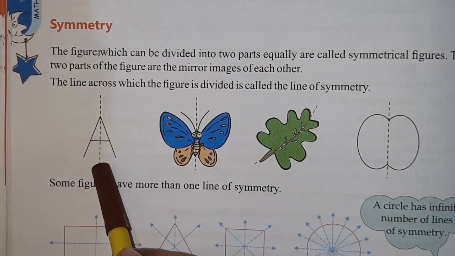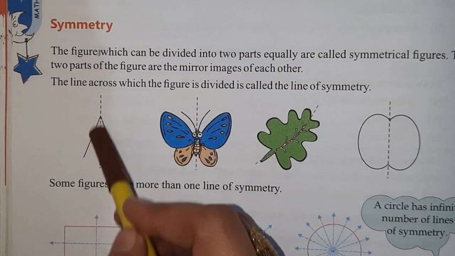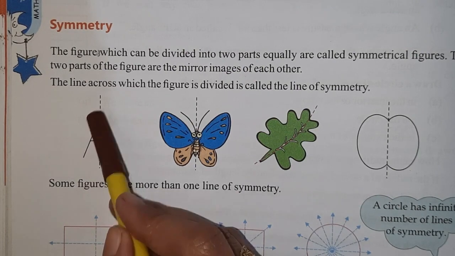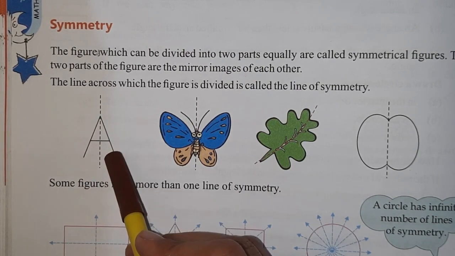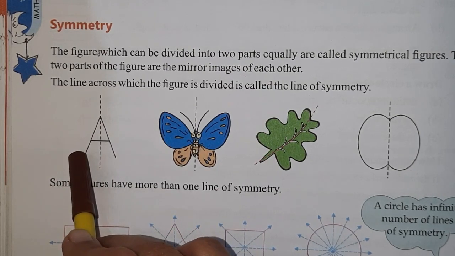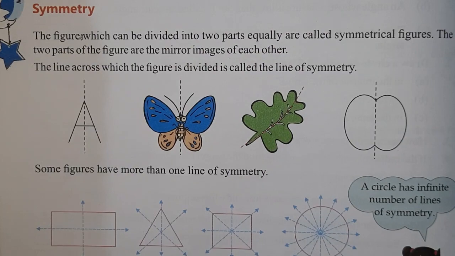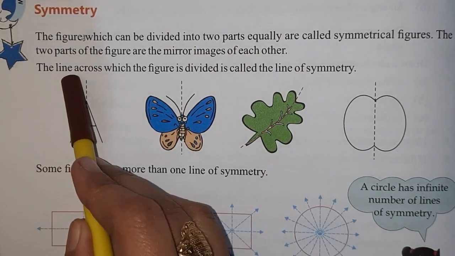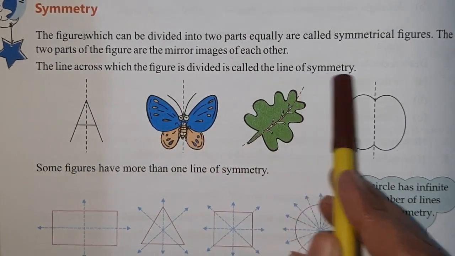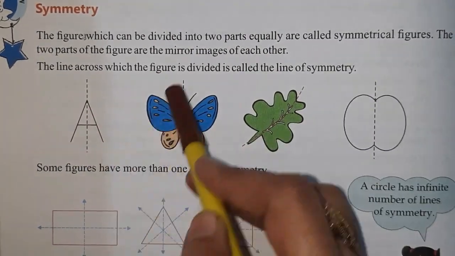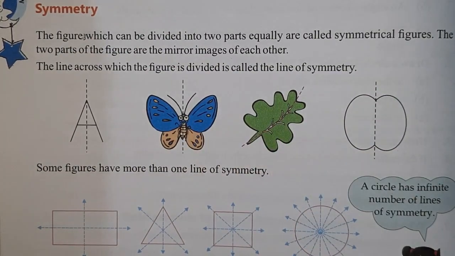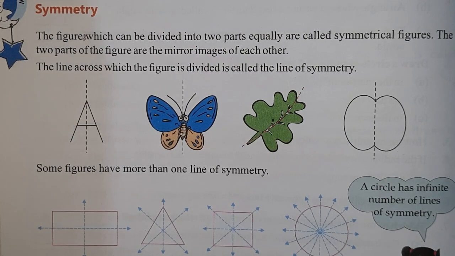Now look at this figure. This dotted line is the line of symmetry, dividing the figure into two equal parts. And this part is the mirror image of that part, and that part is the mirror image of this part. Understood? The line across which the figure is divided is called the line of symmetry. So this dotted line is known as line of symmetry because it is dividing the figure into two equal parts. Okay.